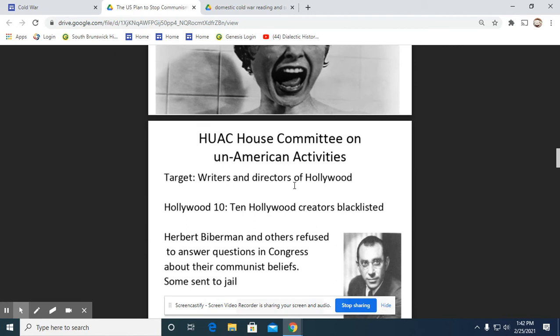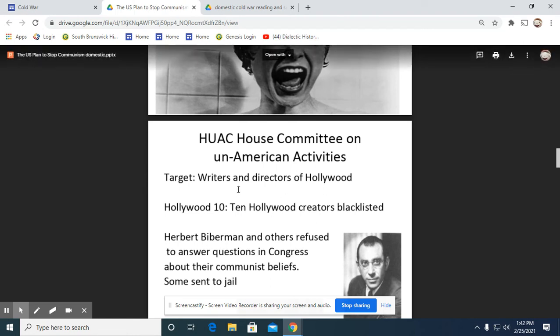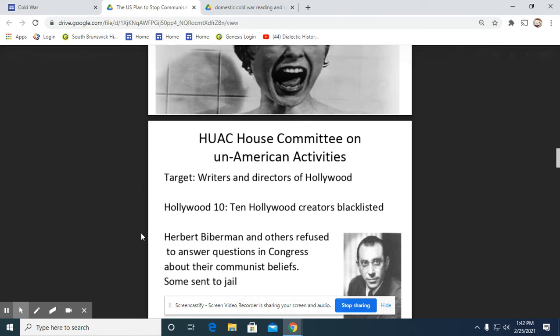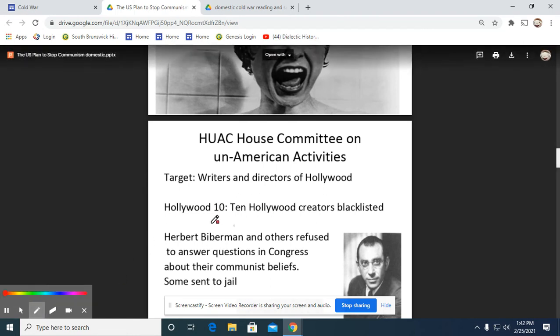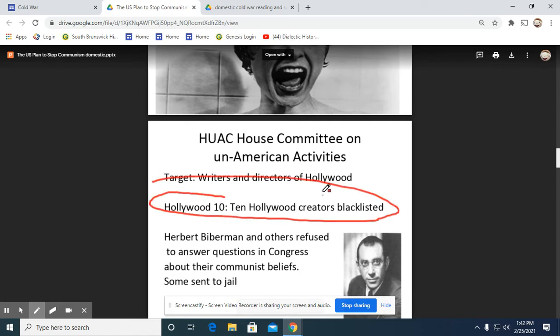Now we're moving on to something a little more specific. The HUAC, the House Committee on Un-American Activities. Here they're looking for writers and directors. The Hollywood 10. These were people in Hollywood that were blacklisted. Blacklist pretty much means that you are on a list and they're probably not going to use you, or you are on a list being accused of having connections to communism and so on. So it's a list you probably don't want to be on.